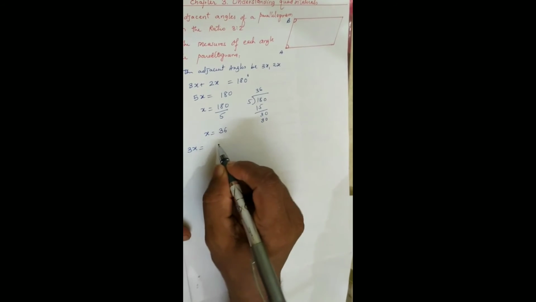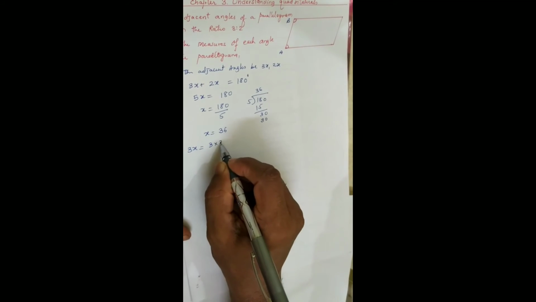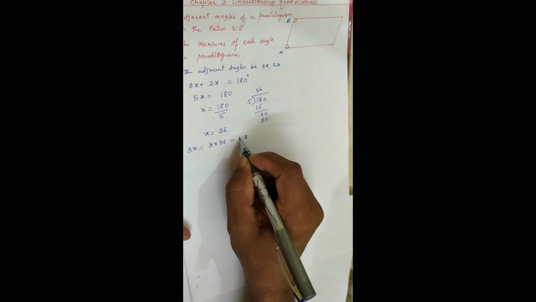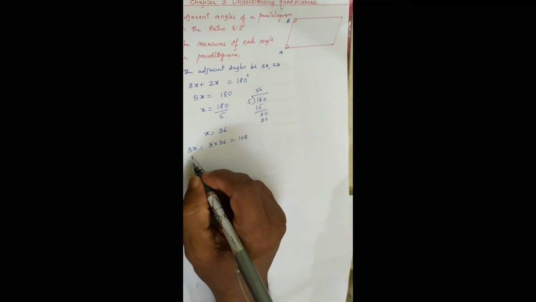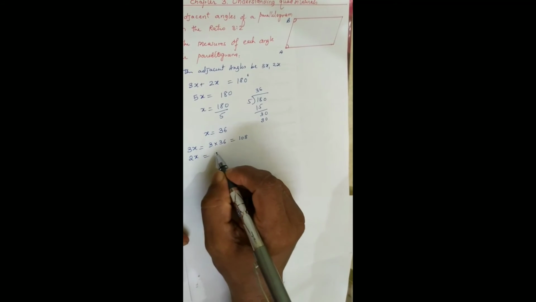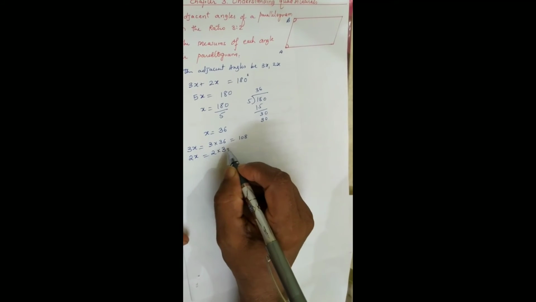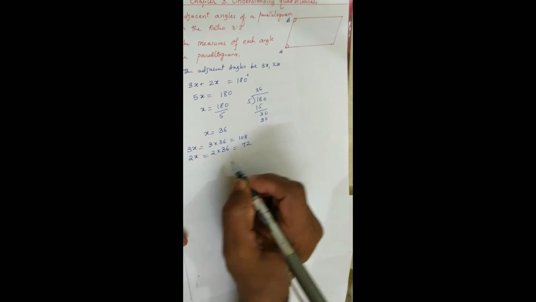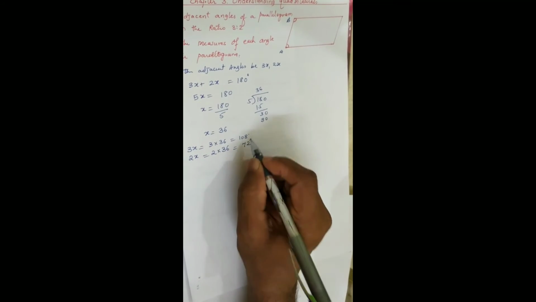3x is 3 into 36. 3 6s are 18, 3 3s are 9 plus 1 is 10, 108. And 2x is 2 into 36, which is 72 degrees.